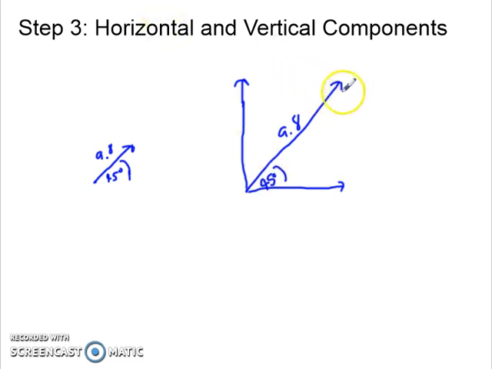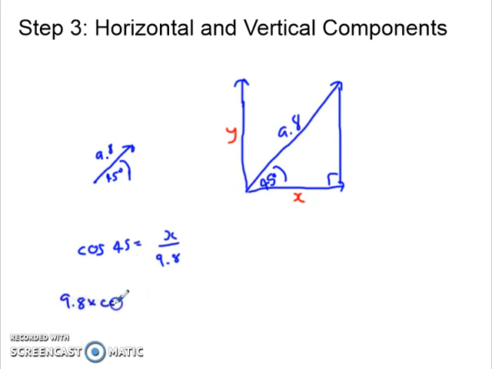Now, what you want to do is make this into a right-angled triangle, and you're just going to use trig to calculate each side. So let's call the horizontal component x and the vertical component y. Right? So for x, we're going to use cos 45 equals adjacent over hypotenuse, so x over 9.8, and then 9.8 times cos 45 equals x.